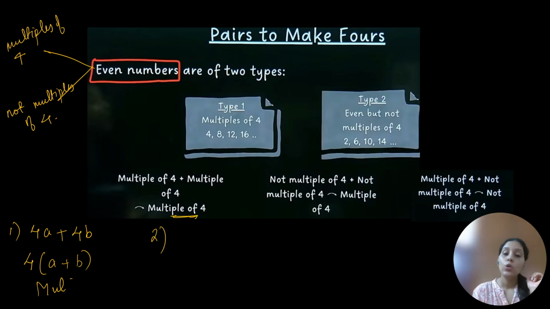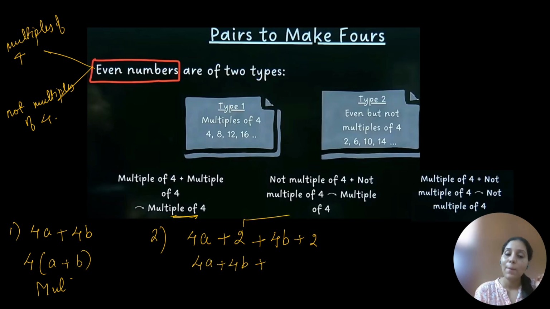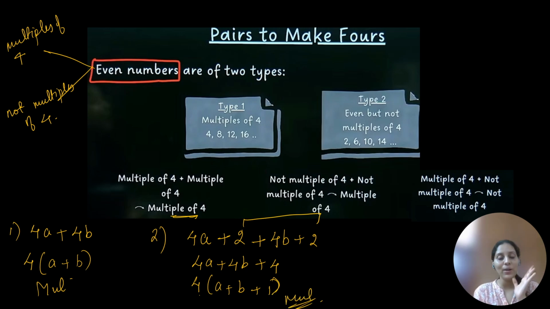Next, second one, not a multiple of 4 plus not a multiple of 4. I can take 4a as a multiple, so if I add plus 2, it becomes not a multiple. Again, another not a multiple of 4, I can take 4b plus 2. So what do I get? 4a plus 4b plus 2 plus 2 is 4. So 4 into a plus b plus 1. So 4 multiplied by anything is a multiple. The result will always be a multiple.